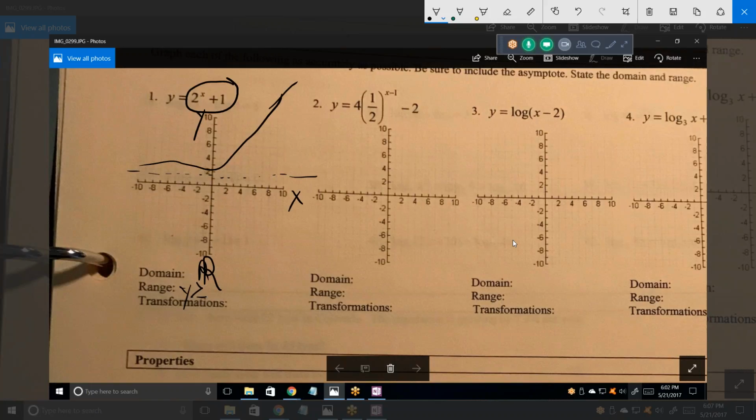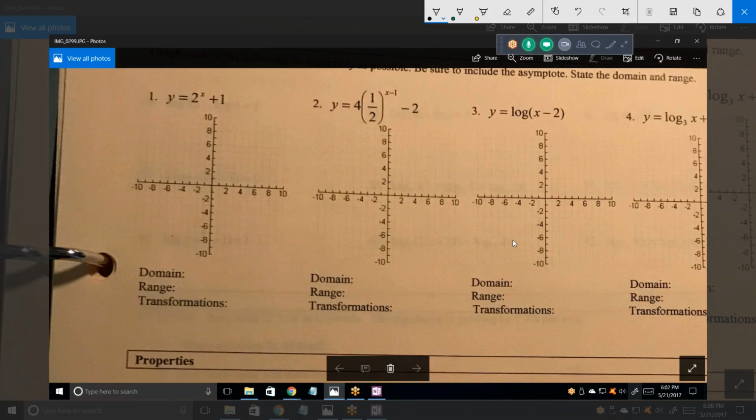Good. What transformations? Vertical shift up 1. All right. Let's go to the next one. I can't emphasize enough that when you are looking at domain, you are looking horizontally. You're not looking vertically at all. You're looking horizontally only. When you're looking at range, you're looking vertically only. You're not looking horizontally at all.